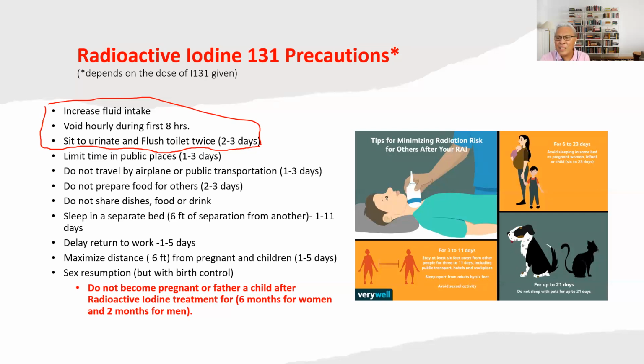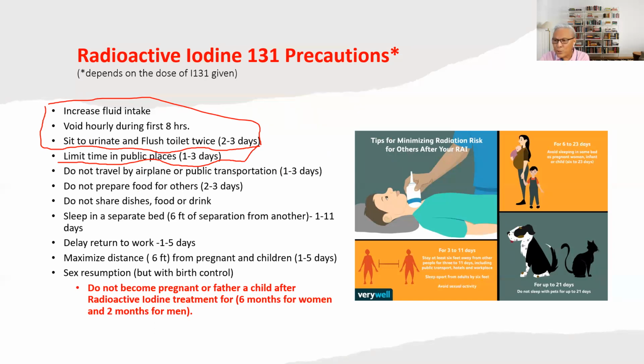Then they have to maintain a distance of at least 3 feet from all people. This follows the principles of exposure: the farther you are from a radioactive source, the less radiation you're going to absorb. Therefore, this is something that we need to emphasize to them. And then, of course, we want to emphasize that they need to limit time in public places. So they should not be outside in the mall shopping, because they're going to contaminate people, at least for 3 days.